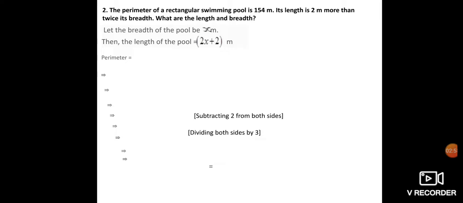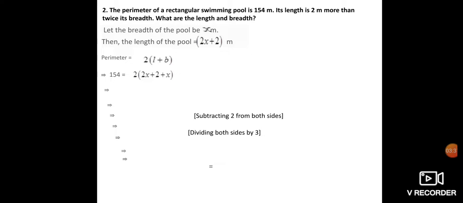Then according to the question, what is the length? Twice the breadth and plus 2. So my length is 2x plus 2 meters. Now what do we know? The perimeter of a rectangle is 2 into L plus B. Here I have my L as 2x plus 2 and my breadth as x. So putting the value of L and B in our equation, and as it is equal to the perimeter, we get 154 equals 2 into 2x plus 2 plus x.